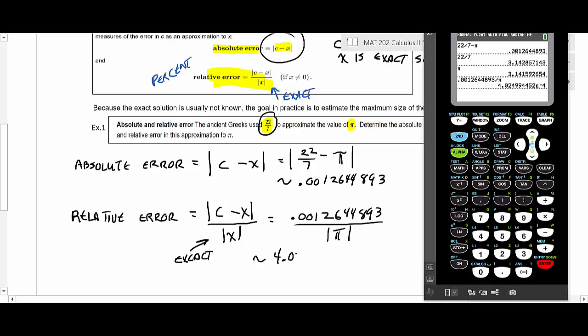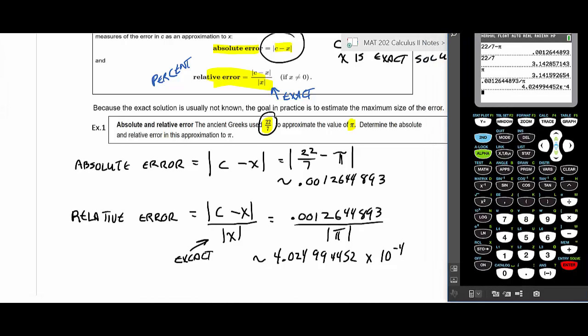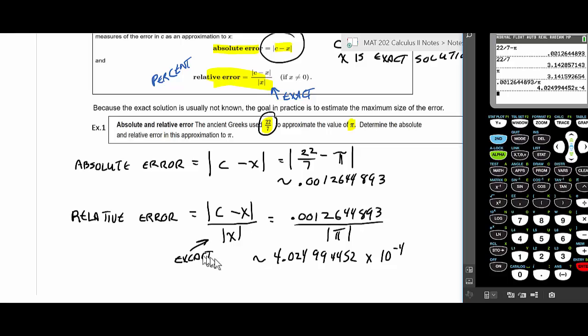So we got 4.024994452, and when you see the E -4, that just means that's scientific notation. So that's what that is, okay? What that means is, if you're going to look at this in scientific notation, this is really saying move the decimal to the left 4, so you would have 0.0004, like that, then you'd have a bunch of decimals like that.